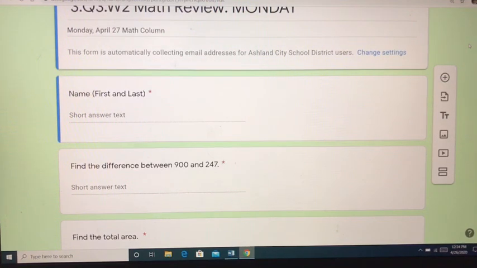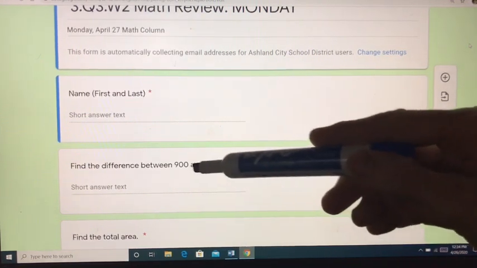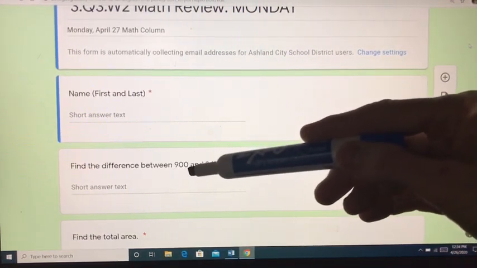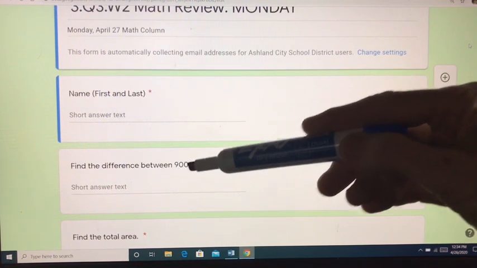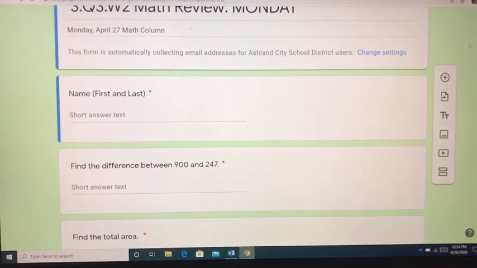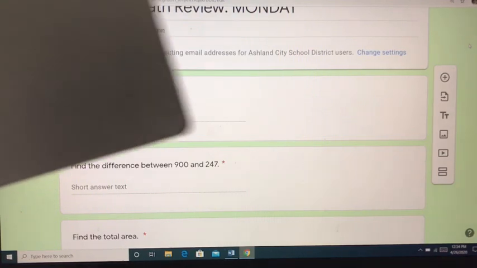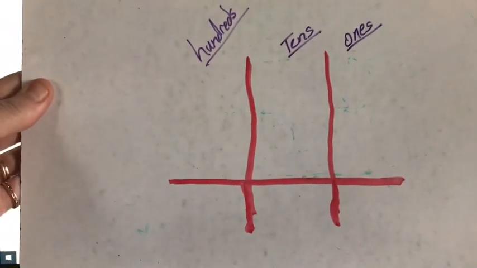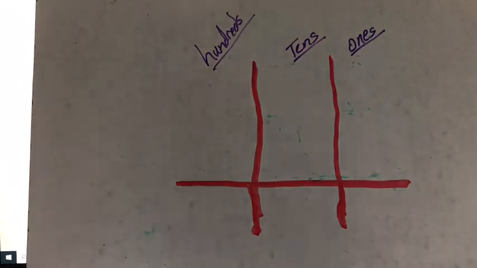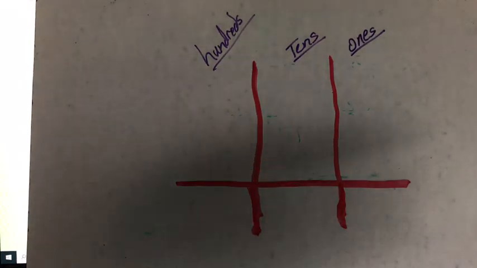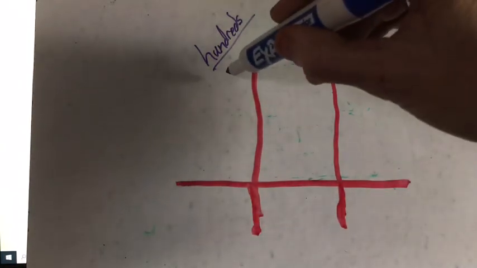So difference is a key word there. That means subtract. So we're going to take 900 and we're going to minus 247, or we're going to take 247 from the 900. So I set up my ones, tens, and hundreds place. I'm going to put my big number on top.